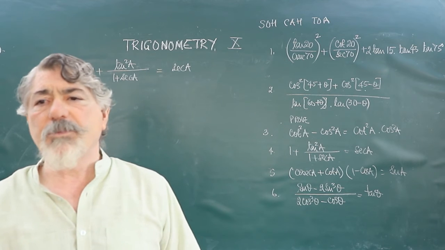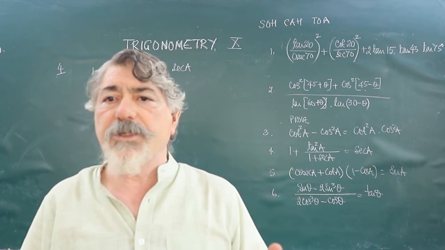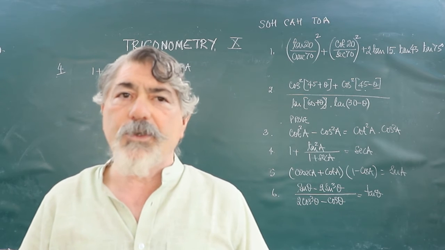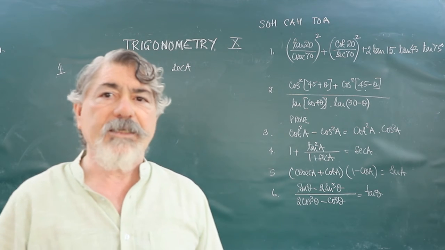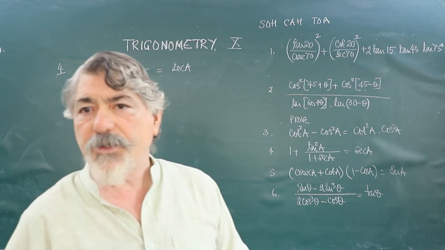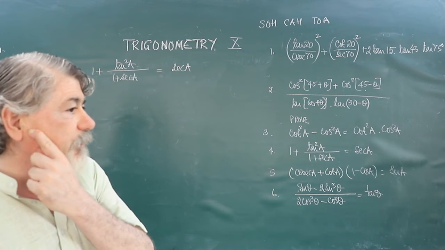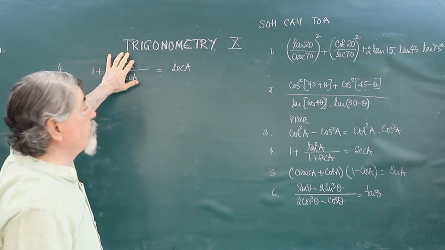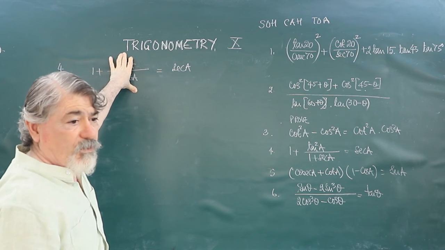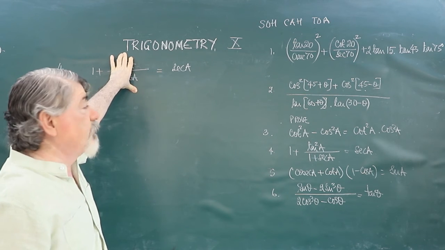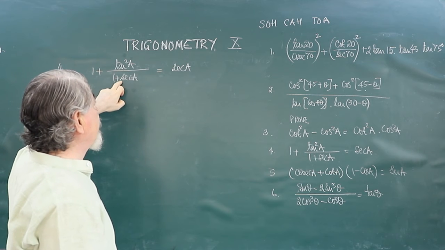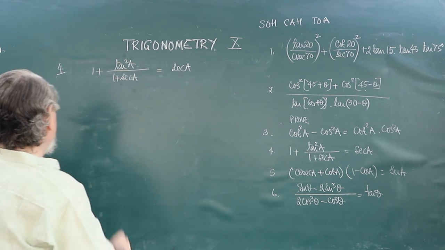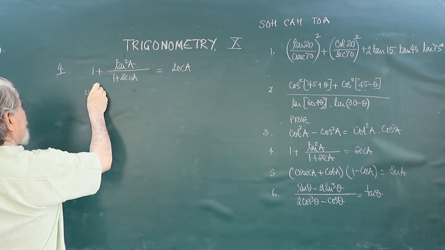Always we start from the more complicated side, which has more terms, because the right hand side has only sec A. What are you going to do with that? Only I can change it as 1 upon cos A, which may not serve any purpose. So we always start from the more complicated side, which has more terms to deal with and to sort out. 1 plus tan square A upon 1 plus sec A. Let us take the left hand side and take the LCM.